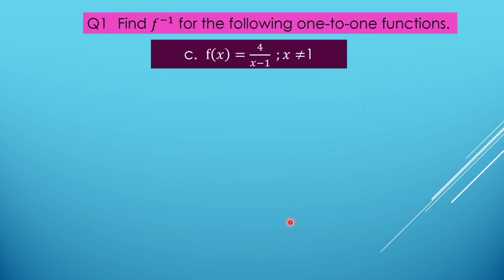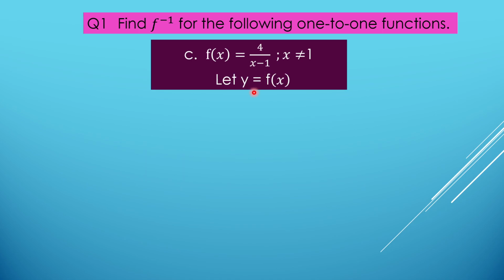Question C. f(x) equals 4 over (x minus 1). Look at the remark: x not equal to 1. So why 1? Because when you substitute the x value as 1, you'll get 1 minus 1 equals 0. Therefore, 4 over 0 is undefined.